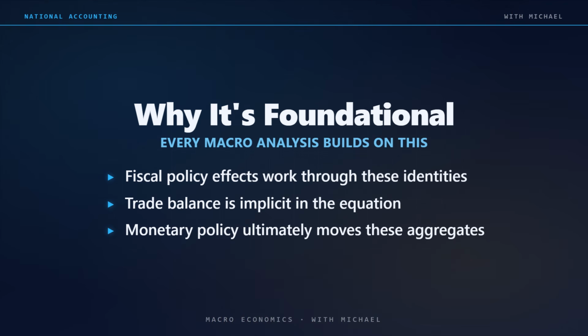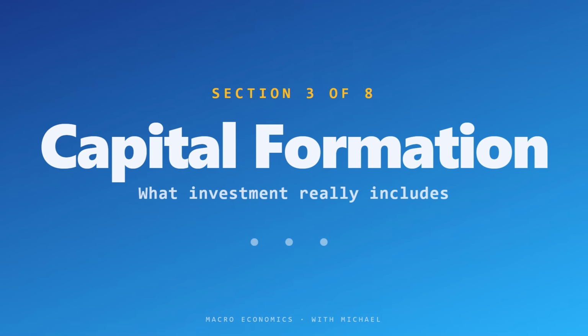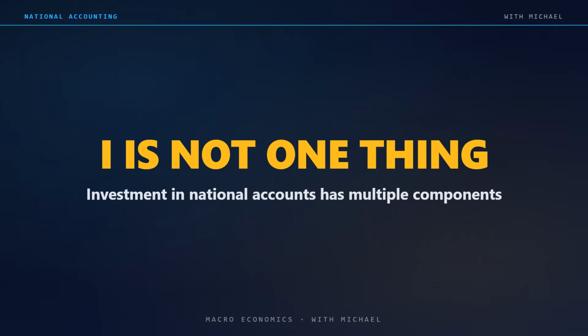Section 3. Capital formation. The investment component of GDP, usually denoted I, is not a single homogeneous category. It is composed of several distinct types of capital formation, and understanding the distinction matters for analyzing economic dynamics. The first component is gross fixed capital formation. This includes new buildings, new equipment, new vehicles, new infrastructure, everything that physically extends the productive capacity of the economy.